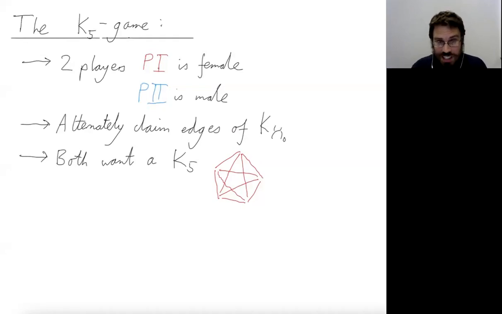And again, both players just want to build a K5, right? And whoever builds a K5 first is going to win. Okay, so this is the K5 game. And it seems very similar to all of these K5, Kn games, right? For very large n. And with the arguments that we had before, we know that player 1 is going to win all of the K5, Kn games. So we might hope that player 1 can also win the K5 game.